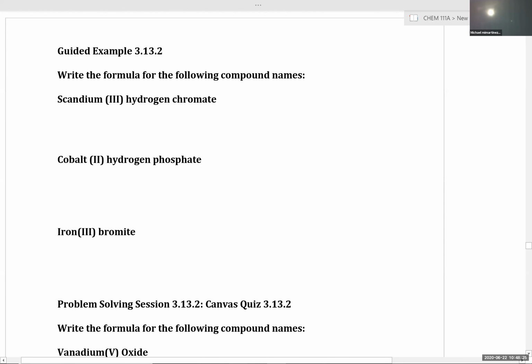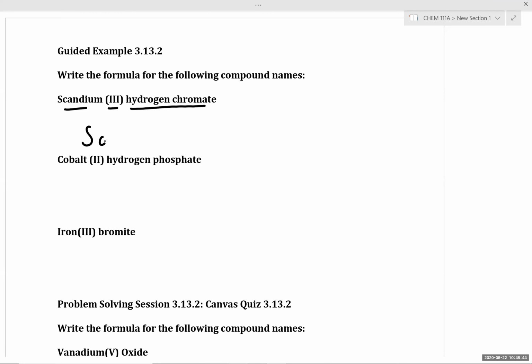So let's suppose we're given the following name, scandium 3 hydrogen chromate. So just like before, we write out our cation. In this case, we have scandium. And what is the charge of scandium? 3 plus. Yep, exactly right. And then hydrogen chromate. So we have chromate. So let's write that out. Chromate is CrO4 2 minus.